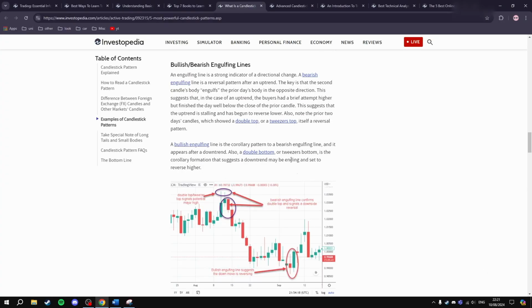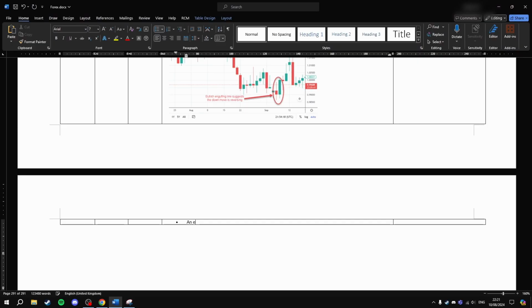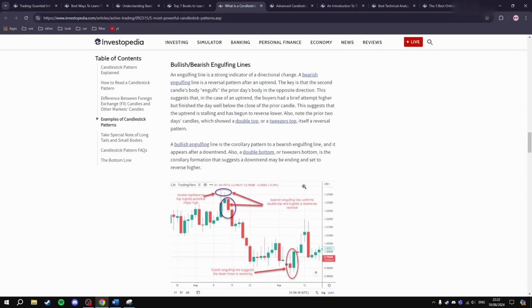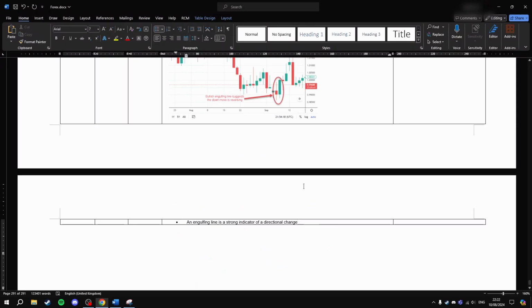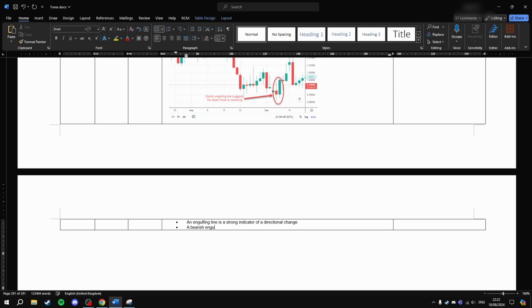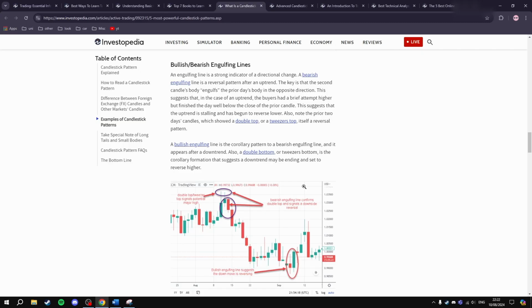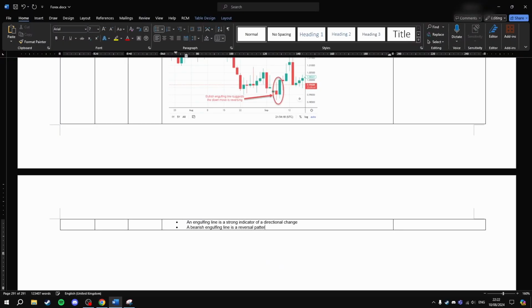An engulfing line is a strong indicator of a directional change. A bearish engulfing line is a reversal pattern after an uptrend.